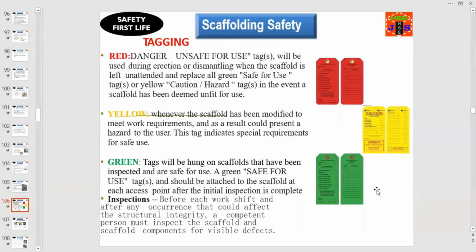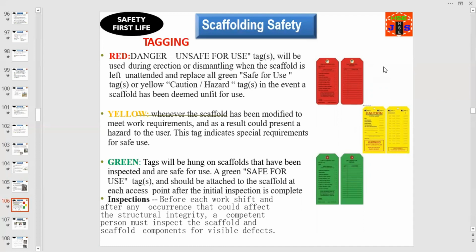Tagging is important to maintain scaffolding safety. There are 3 tags: red, yellow, and green. I'll discuss one by one. First of all, we'll discuss the red tag. This is the symbol or sign of danger, unsafe for use.